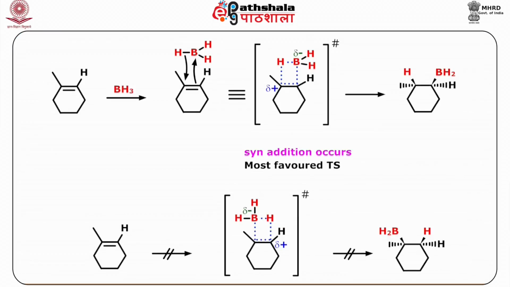The thing to notice here is that the addition of H and BH2 happens in such a way that the BH2 component adds to the carbon which is less substituted and H goes to the carbon which is more substituted. So, the most favored transition state is as shown here and not the other way round, which would have led to the formation of BH2 addition on a more substituted carbon. The reaction results in anti-Markovnikov product, that is, the hydrogen adds to the more substituted carbon of the double bond.